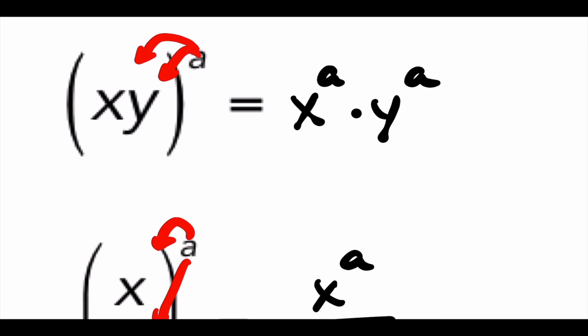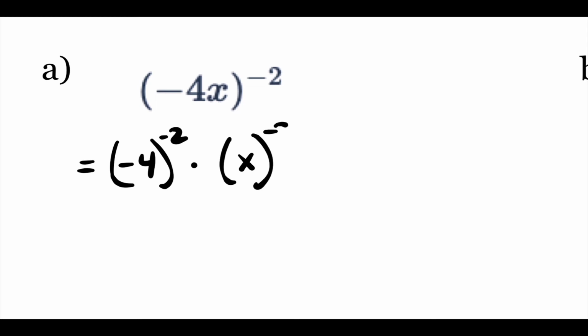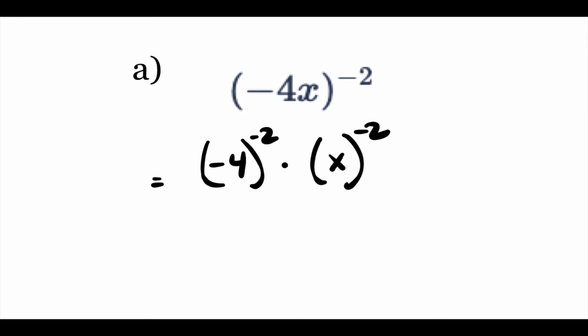So that's what I'm going to do. So -4 gets a -2 power. X gets a -2 power. They both get that power. Okay. I still have parentheses, but it's just one thing in there, right? It's just -4 and x. Okay. So I'm going to move to the next step, which is negative exponents.